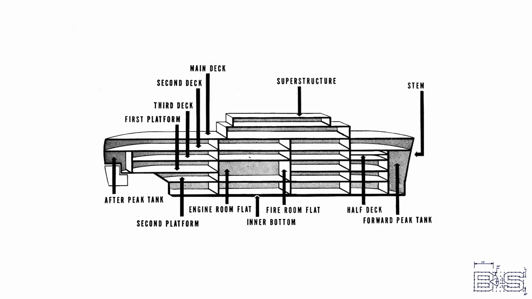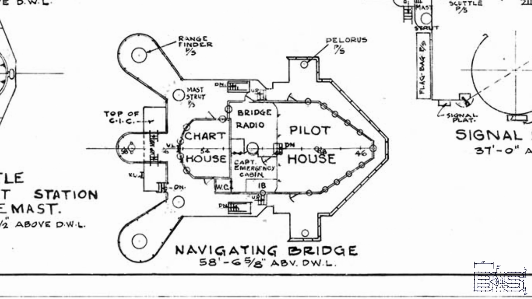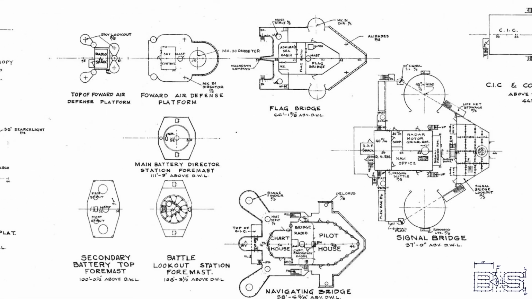Speaking of decks, here are the typical decks of a battleship. From the bottom you have the hold, then second platform, first platform, third deck, second deck, then the main deck. Sometimes they also throw in a half deck. The superstructure decks vary by ship, but in the USS Texas it includes the superstructure deck, signal bridge, navigating bridge, flag bridge, and other similar platforms.